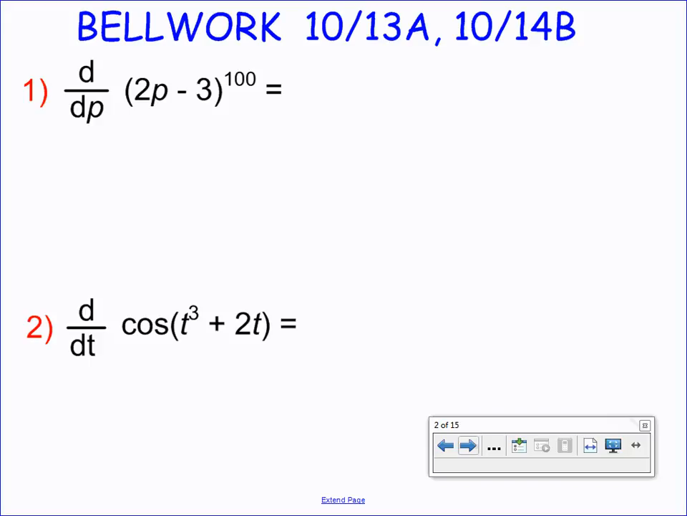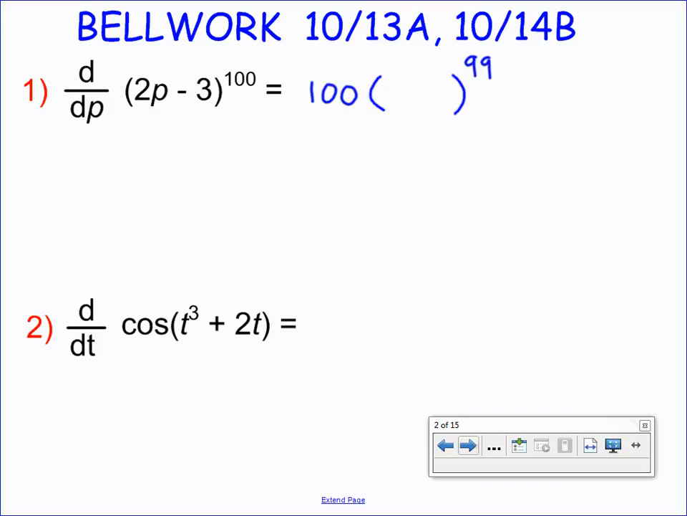And so as I look at number 1, would you say the overall function is a linear function or a power function? Is the overall function the linear function or the higher power function of higher degree? Savannah? Power. Power, I would agree. And so the derivative of a composition of functions is the derivative of the overall function. So that would be the power function. That would be exponent times the base raised to 1 less. So there's my derivative of the overall function using the power rule.